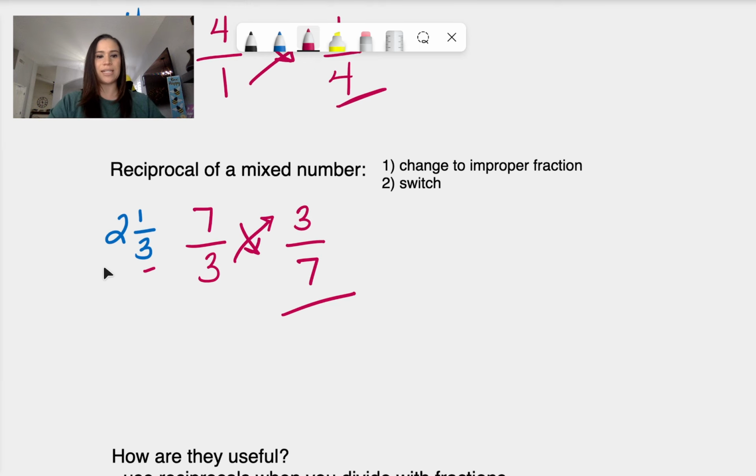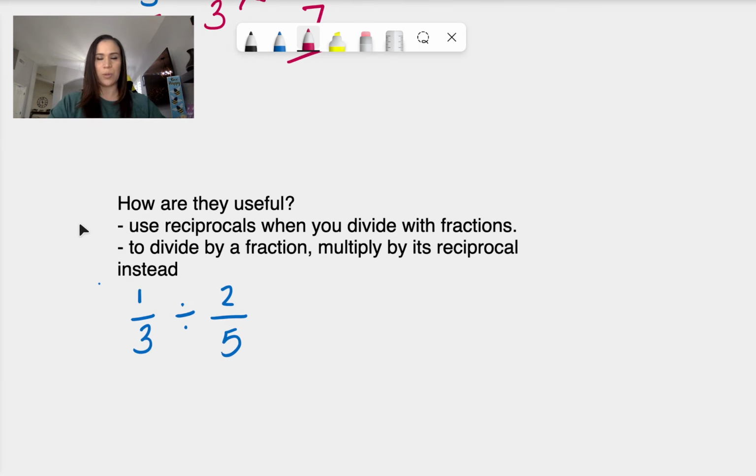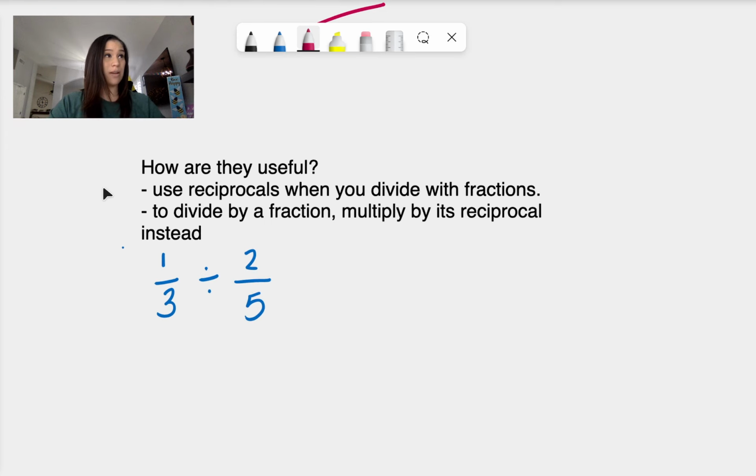So the question is, how are they useful, or why? I mean, they seem pretty simple to do, which is great. But how are they useful? So we use reciprocals when we divide with fractions. It makes the problem a better way to solve, and that's simply how we do division with fractions. So to divide by a fraction, we are going to multiply it by its reciprocal and then solve from there.